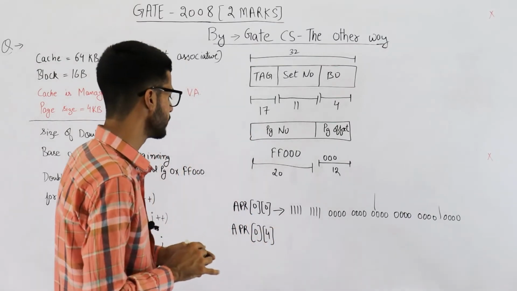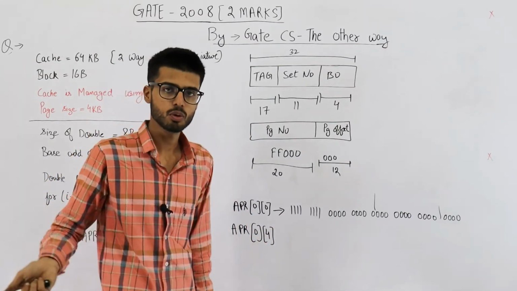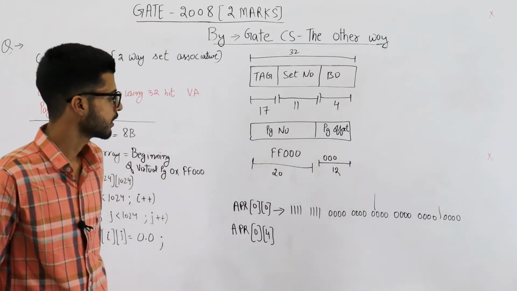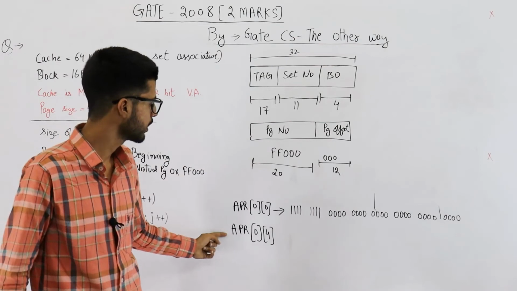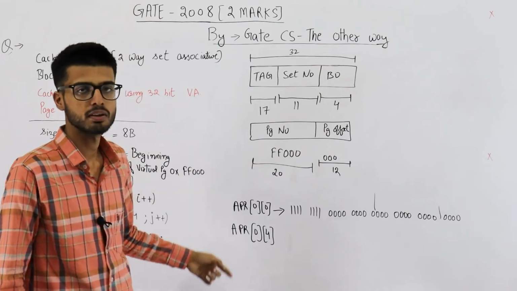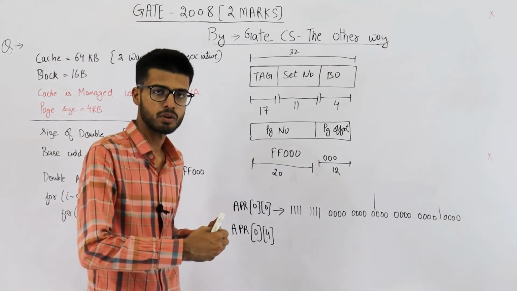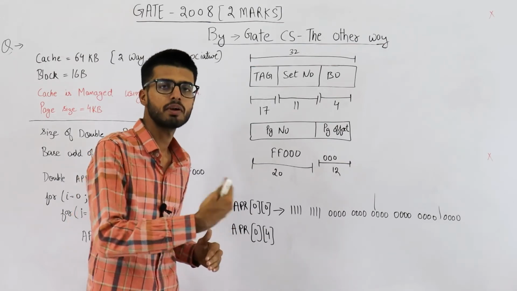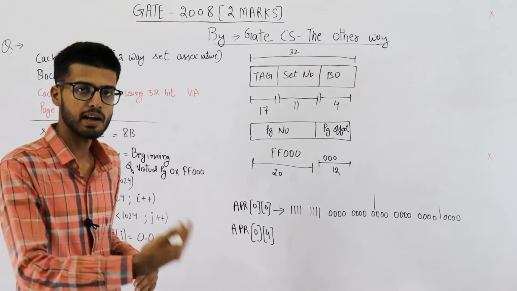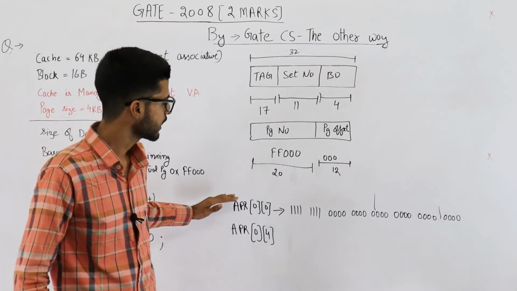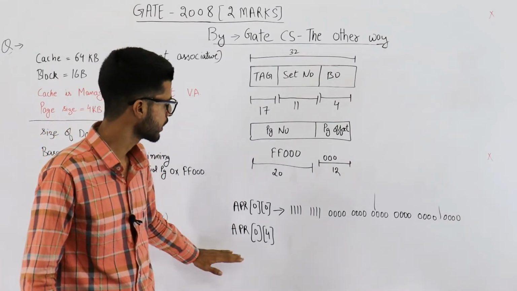Zero comma 4 means the fourth element in the zeroth row. Let's find out how many bytes this element will be away from this one. That means if we start from here, how many bytes do we need to skip? That way we'll get to know how many addresses we have skipped. So just add those many addresses into this to get the address of this.